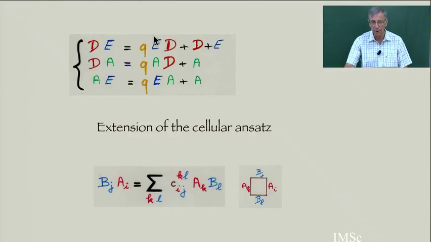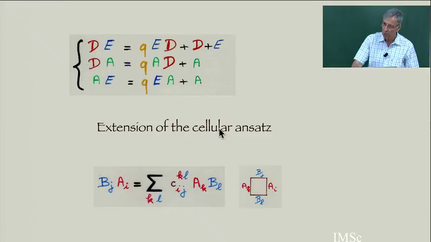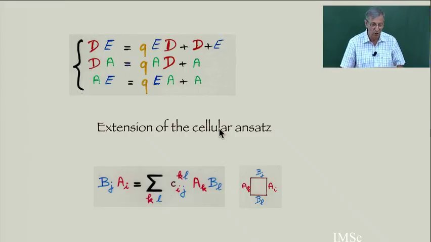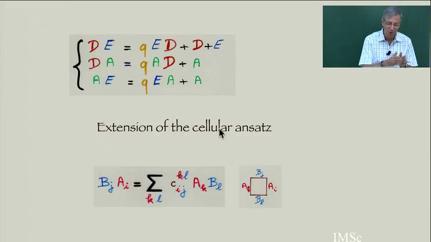So this is a typical example of what we are going to do, an extension of the cellular ansatz, where there are three families. Here, each family is reduced to one. There is one blue, one red, one green. I should be able to do this with now many green, many red, or many blue, but today, chapter 6 is a short chapter, only this example.